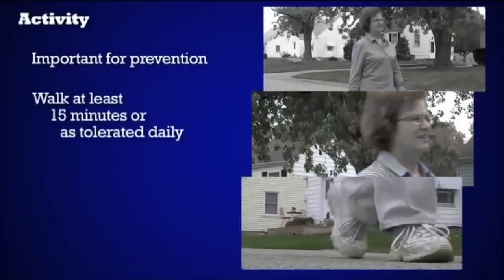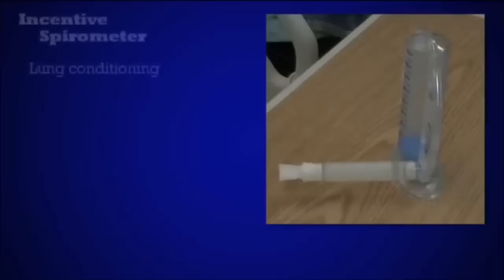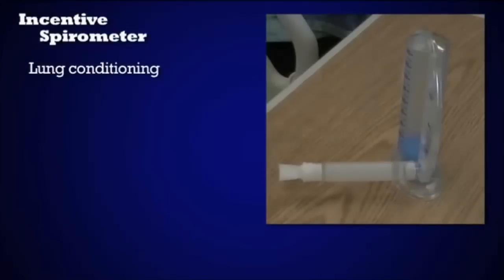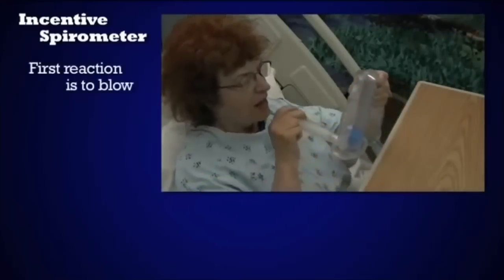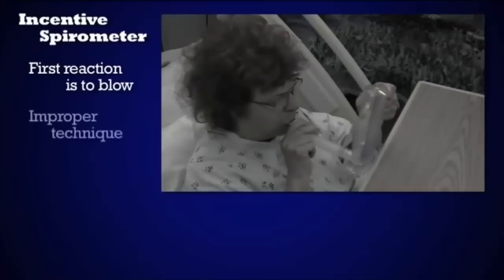Walking 15 minutes per day or as tolerated can help condition your lungs. Another way to condition your lungs is to use the incentive spirometer. The medical device is very effective, but proper technique is the key. The first reaction for most patients is to blow into the spirometer, but this is improper technique.